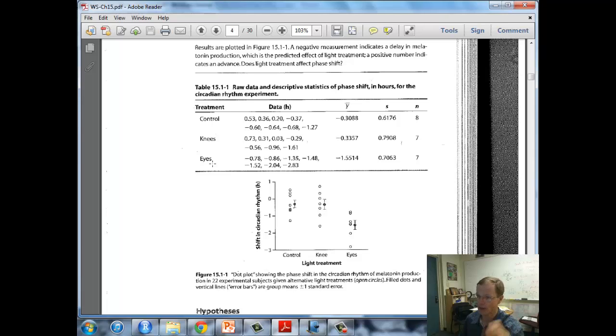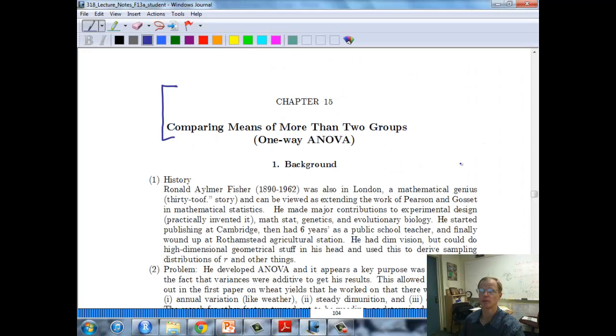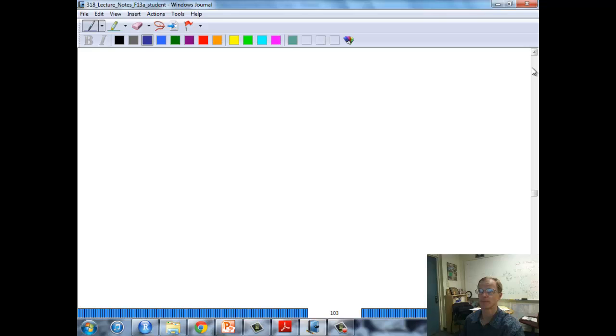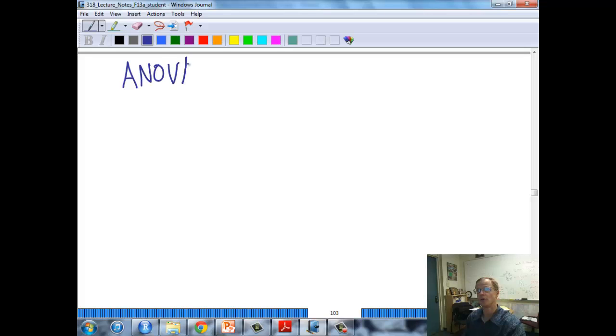Okay, so that being the case, we're going to have 3 groups. There's a mean shift for each group, and we're interested in whether or not those means are the same. So here comes ANOVA then. It's called ANOVA, and ANOVA stands for Analysis of Variance. That's where the name comes from. We have G groups, and we're interested in comparing the means of each group.